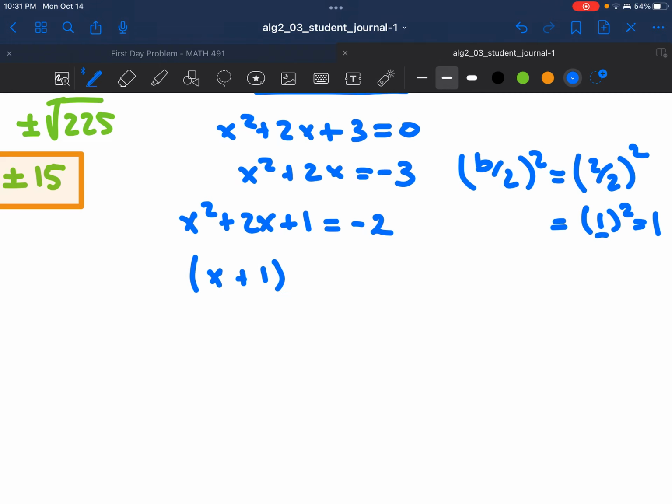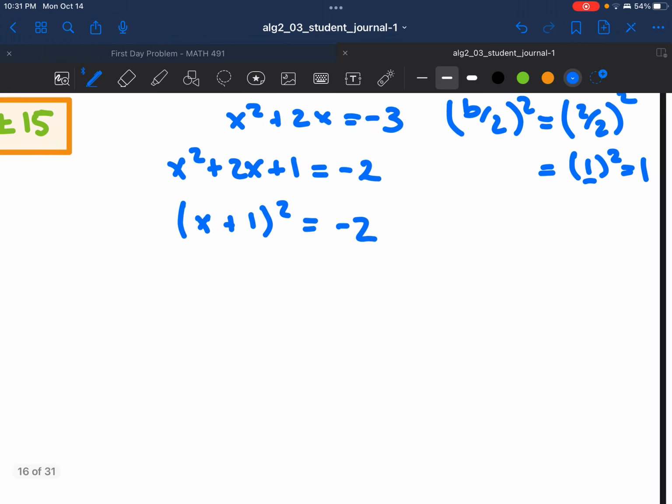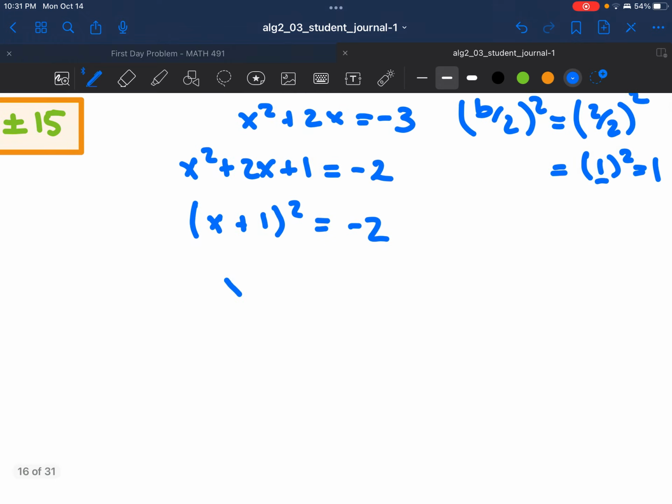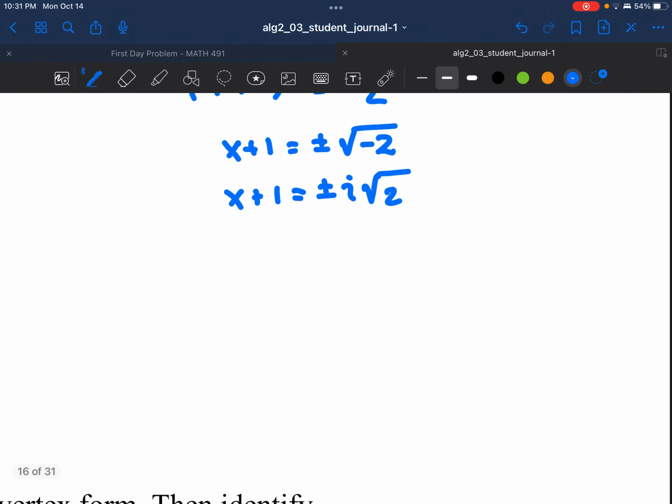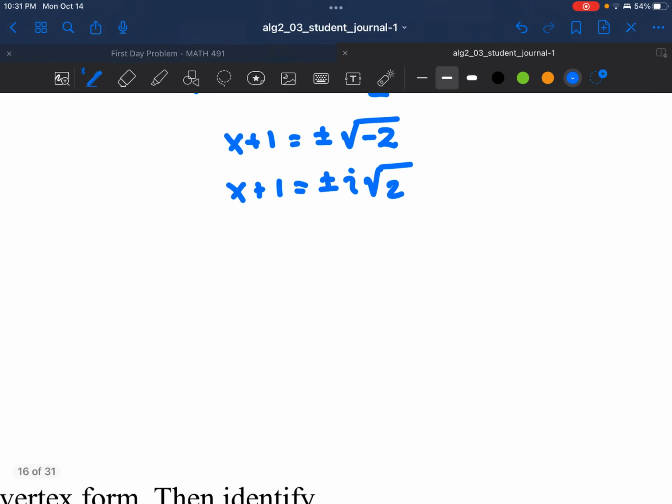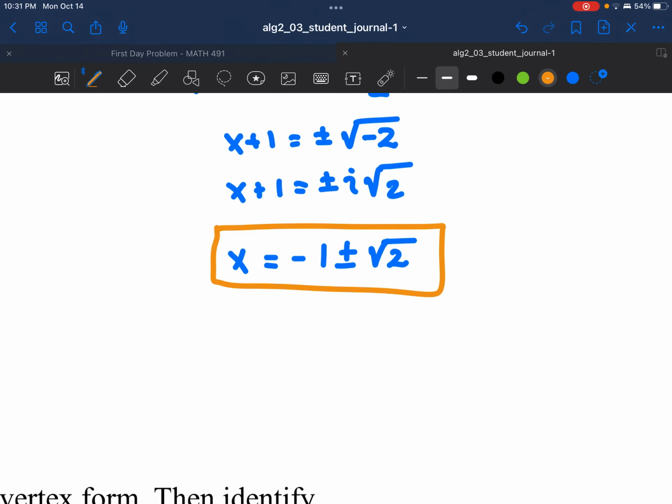Remember, we're going to use what's on the inside here, so that's going to be x plus 1 squared equals negative 2. Take the square root of both sides. x plus 1 equals plus or minus the square root of negative 2. That's going to be x plus 1 equals plus or minus i square root 2. And then I'm going to go ahead and subtract 1. So this is going to be x equals negative 1 plus or minus i square root 2.